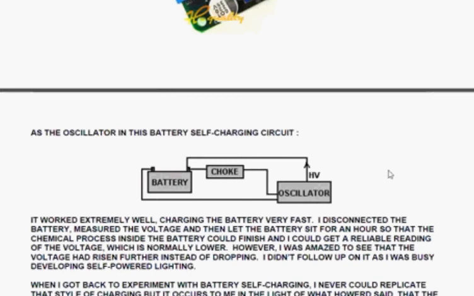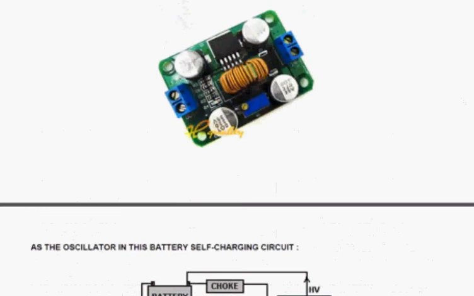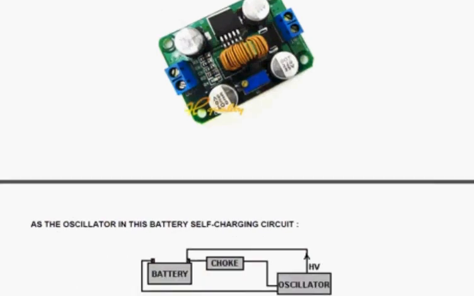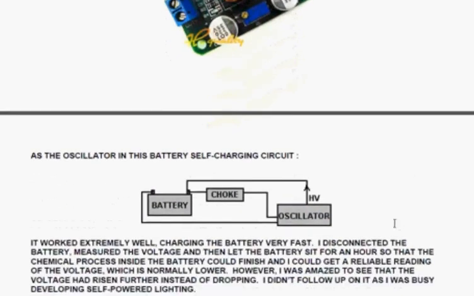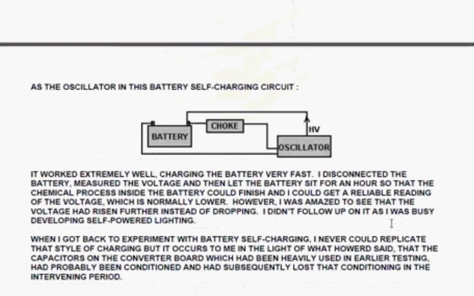I used a 12-volt battery and tried self-charging it using this particular DC to DC inverter as being the oscillator. I put in a choke. I don't think the choke is necessary, but I did. And I used it with a 12-volt, 12-amp hour mobility scooter battery. It worked extremely well, charged the battery very fast indeed.